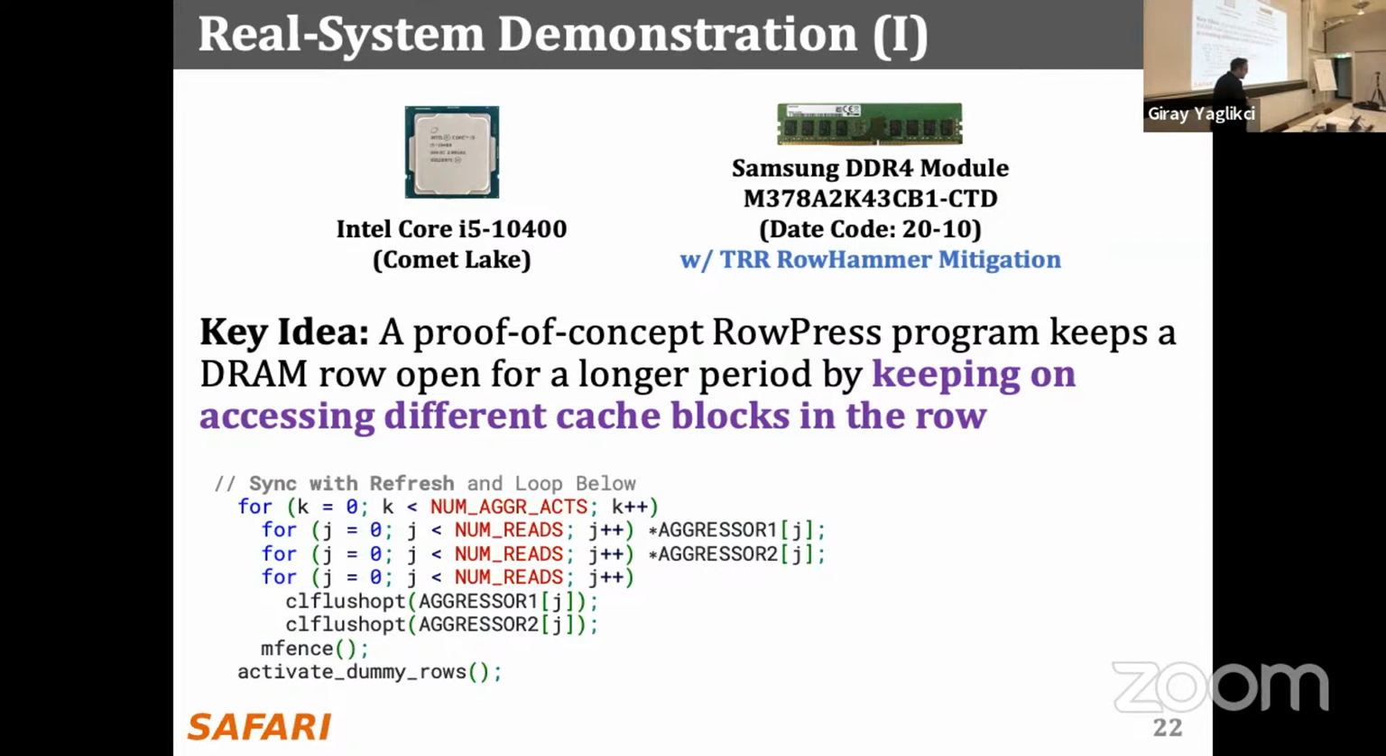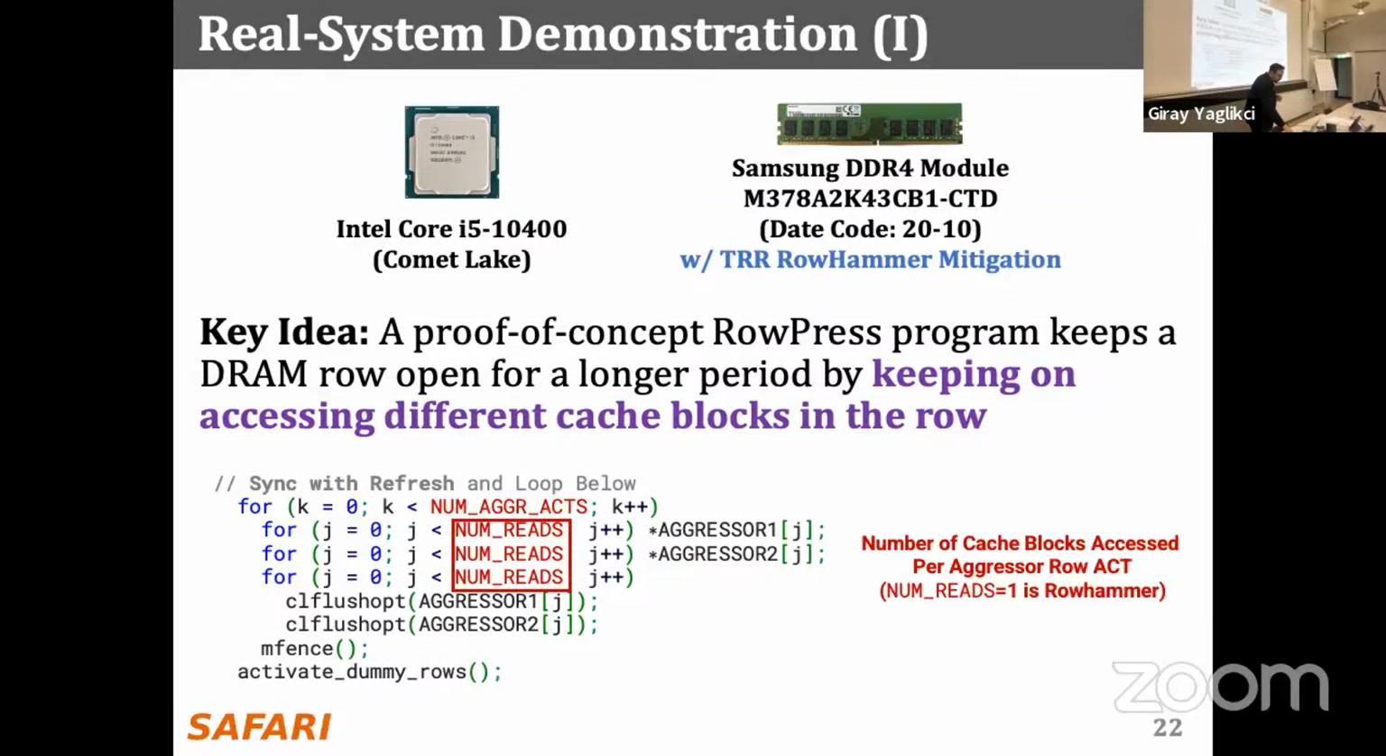So this is our example code. Basically, you access an aggressor row, and then you access another column in the aggressor row, another column in the aggressor row, and after that you flush all the data and then go back to the loop. So as we increase the number of cache blocks that we access, we try to keep the row open longer. We actually put some incentive on the memory controller to keep the row open longer.